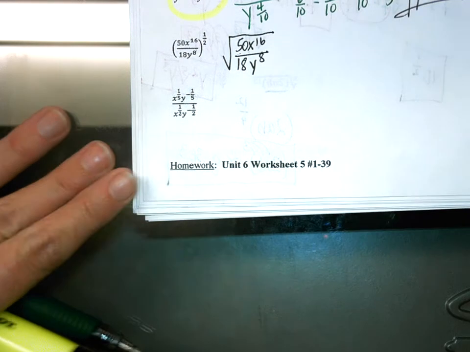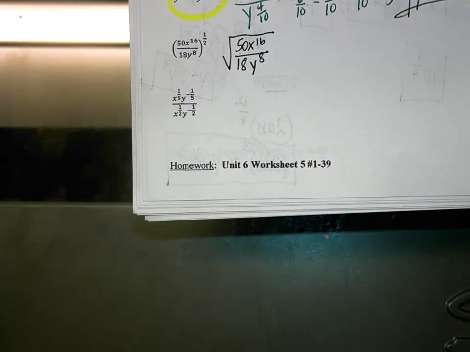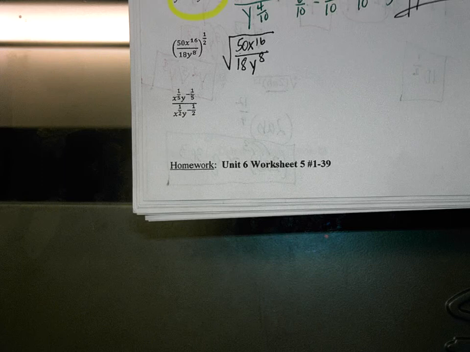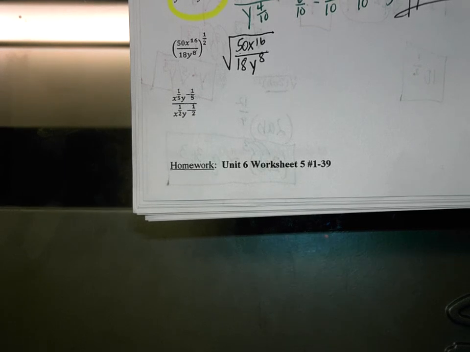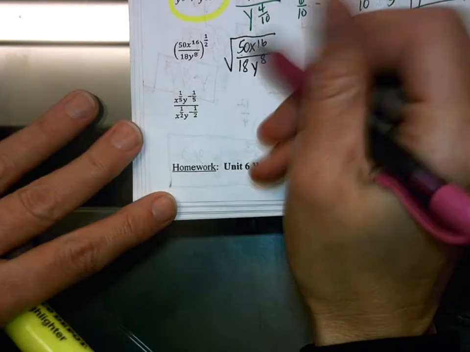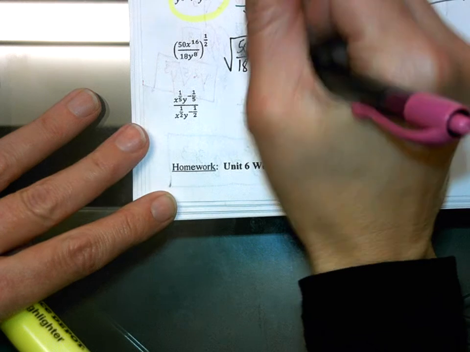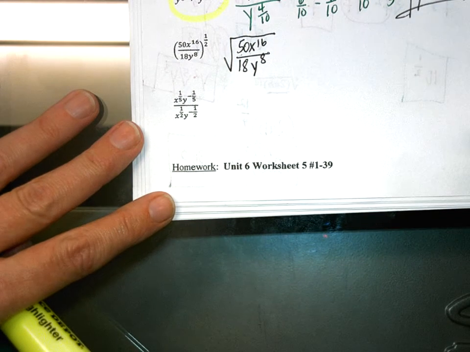Okay, what would you do first on this problem? Yes, good. Bless you. I would always, Michael, start by reducing if you can. Okay? And so how can 50 and 18 both reduce?